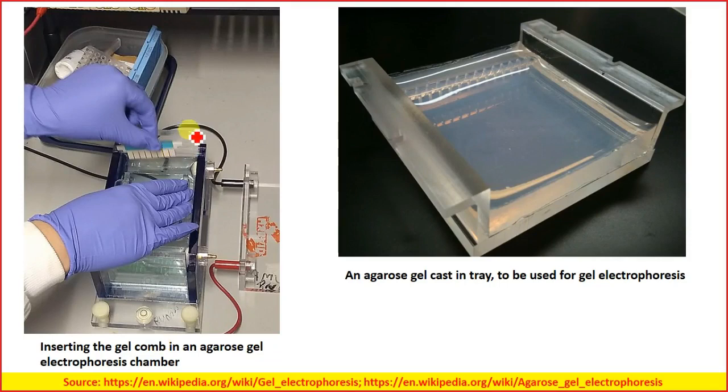Now this is a comb. See how first the comb is put into the tray, and then the agarose gel is poured, and you get this kind of gel which is cast on a tray. So this is a horizontal tray. Here you can see the wells.